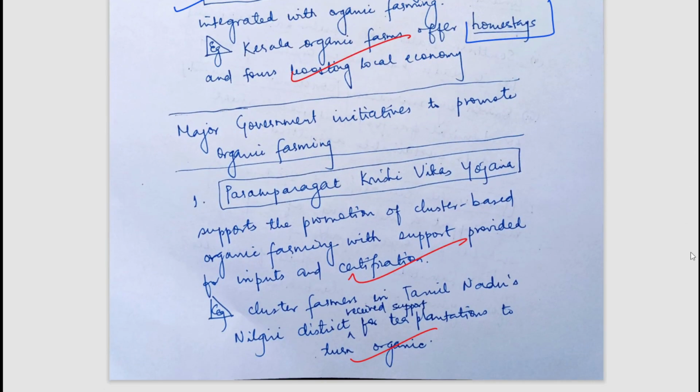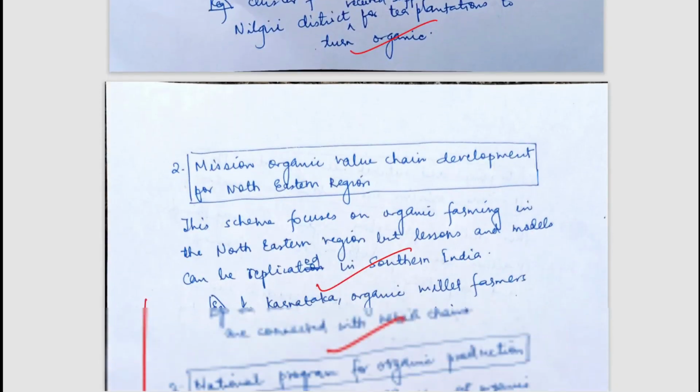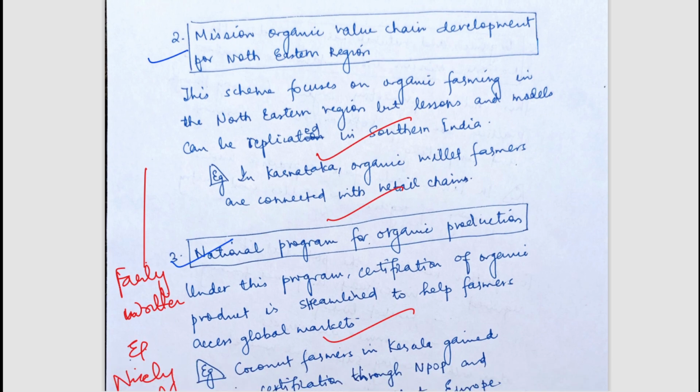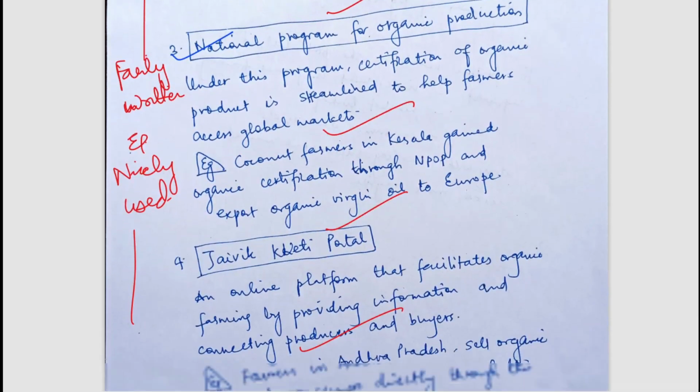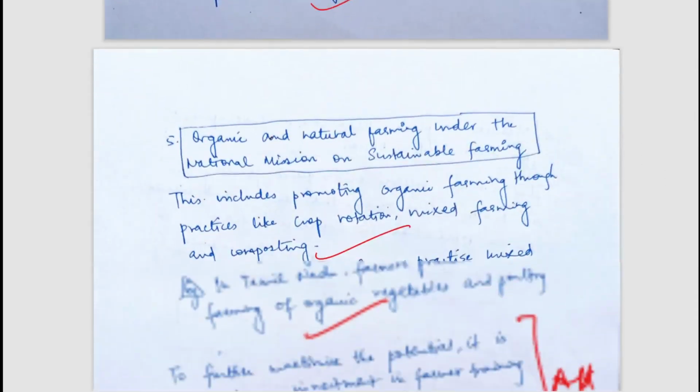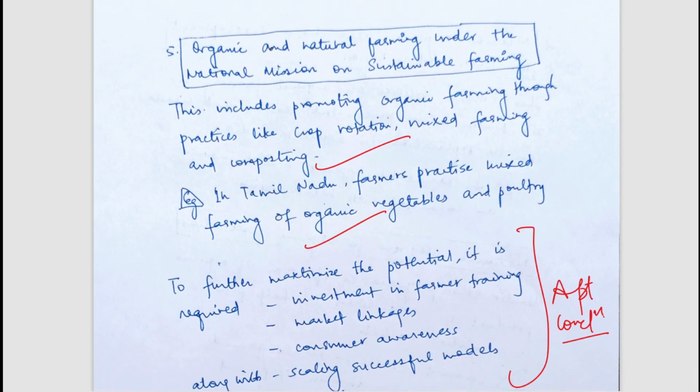Now, what are the major government initiatives towards organic farming? They are Paramparagat Krishi Vikas Yojana. We have Mission Organic Value Chain Development for the Northeastern region. We have National Programme for Organic Production. If you want to read these things in detail, you can simply pause the video and read it. We have Jaivik Kheti Portal. So these are some of the various important schemes when it comes to organic farming.